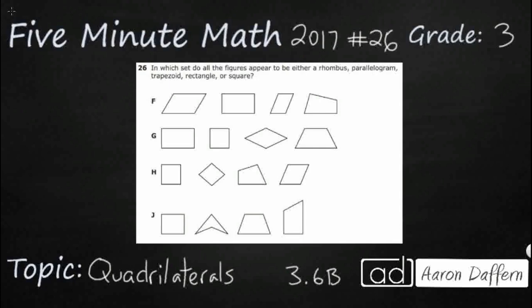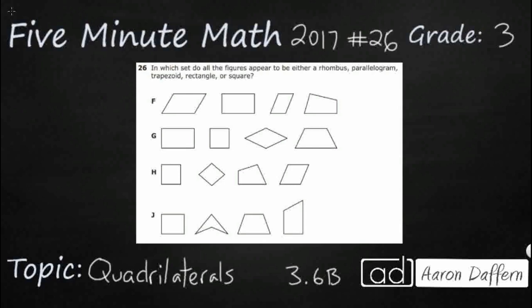Today we are looking at the third grade concept of quadrilaterals. This is standard 3.6b in the great state of Texas, and we are using item number 26 off the 2017 released STAAR test. If you have not done so already, please go ahead and take a moment to pause the video, work this problem out on your own, and then unpause it. We will look at our answers together.